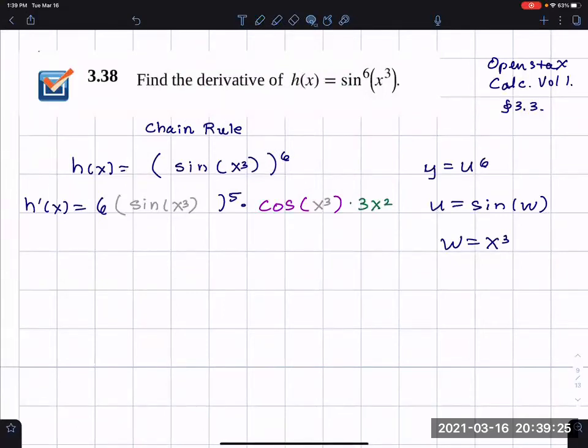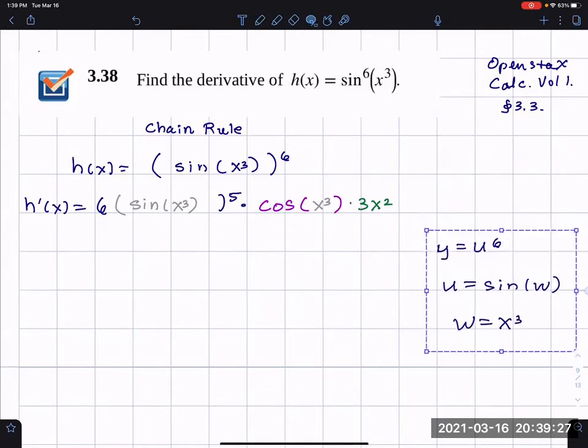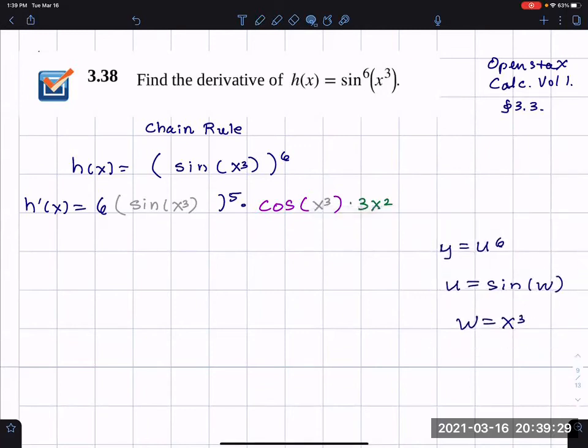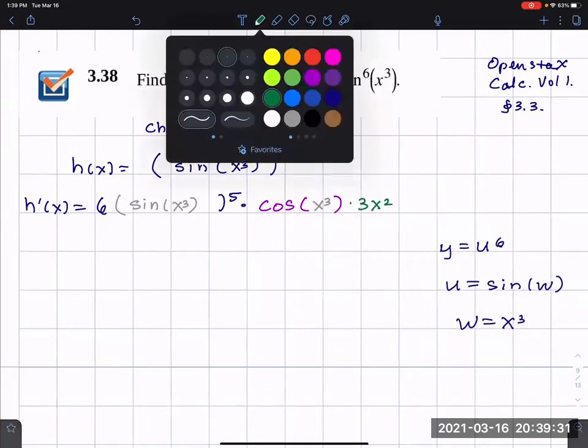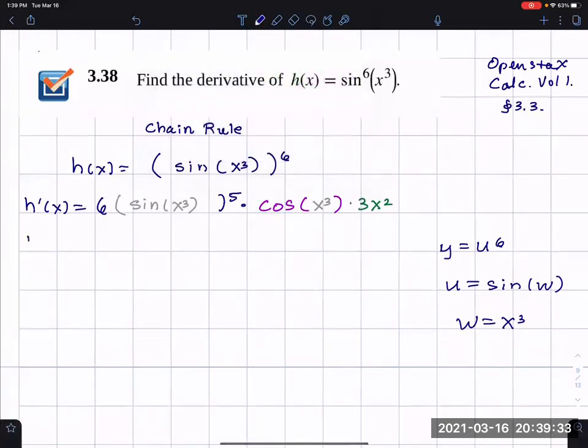Okay, so I don't know, it wasn't that easy. It's sort of difficult, but that's what you do. So let's see, 6 times 3x squared makes 18x squared. Then I'll have sine to the 5th power of x cubed, times cosine x cubed.